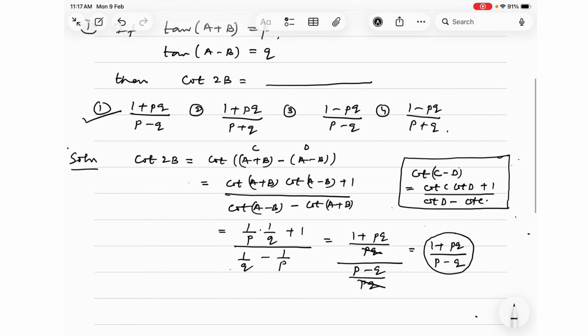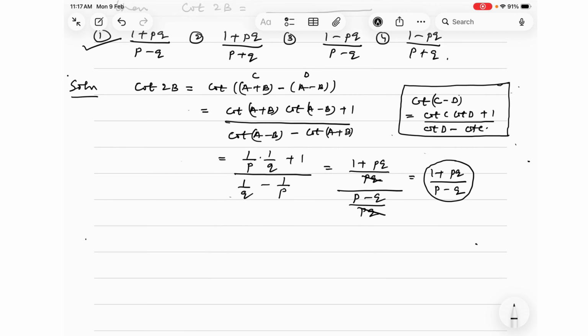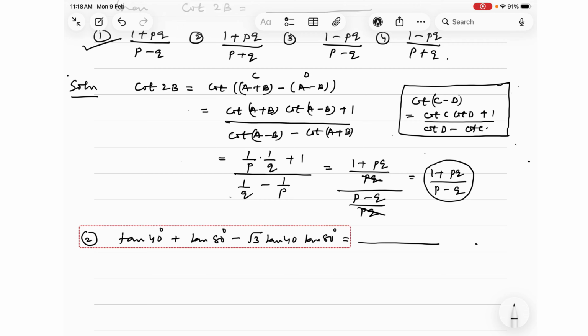Okay. This is the first question of compound angles. Now the second question of compound angle is, what is the value of tan 40° plus tan 80° minus root 3 into tan 40 tan 80? Root 3 into tan 40 tan 80. Find the value of this.